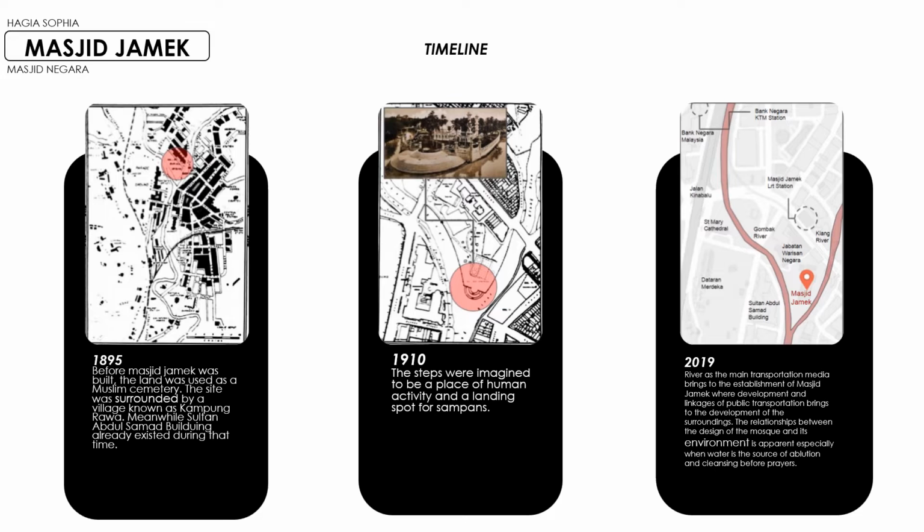In the year 1895, before Masjid Jamek was built, the land was used as a Muslim cemetery. The site was surrounded by a village known as Kampung Rawa. Meanwhile, the Sultan Abdul Samad building already existed during that time.